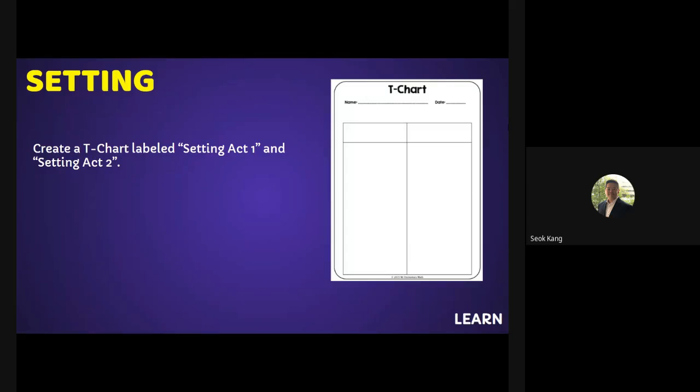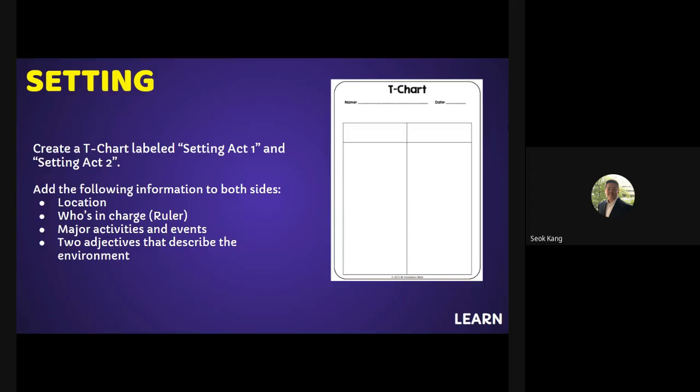Okay, so y'all don't have to think of this T-chart. I want y'all to just write in the chat for the setting of Act 2. Do y'all know what setting is? Right, where it takes place, right?